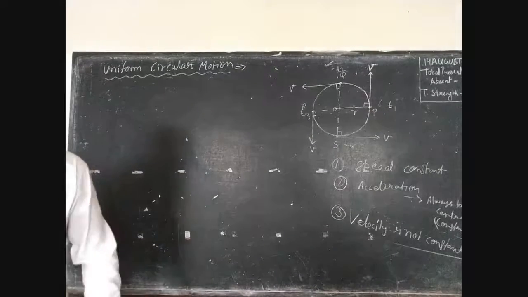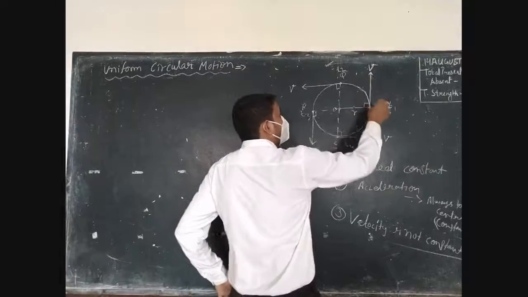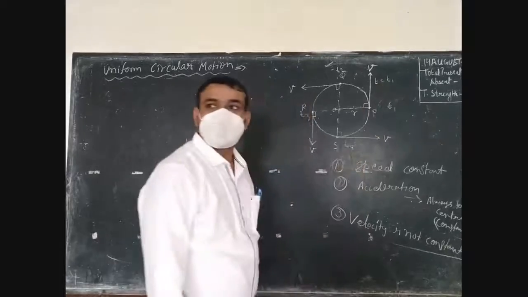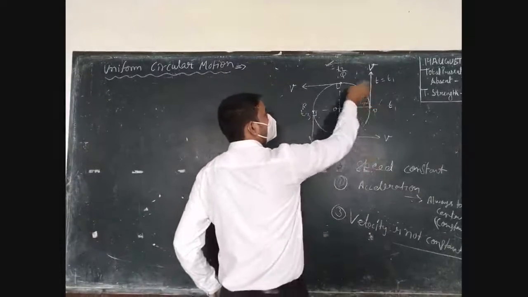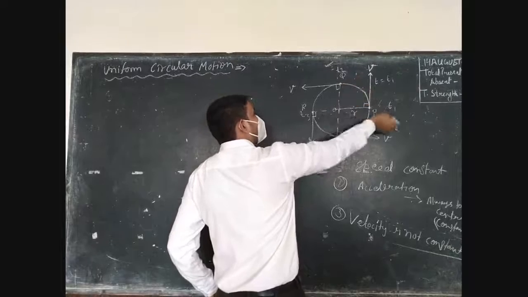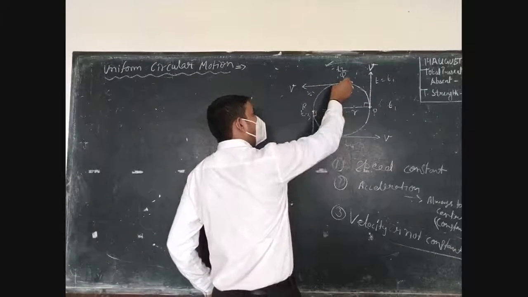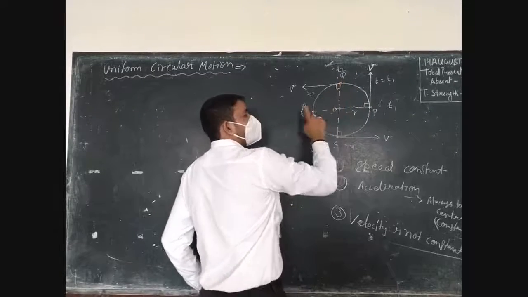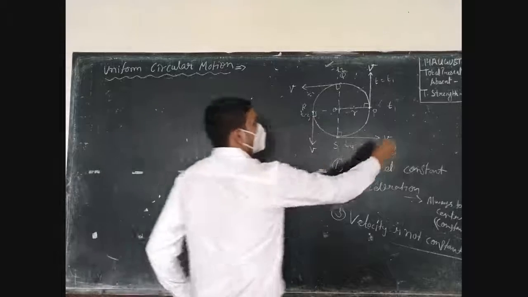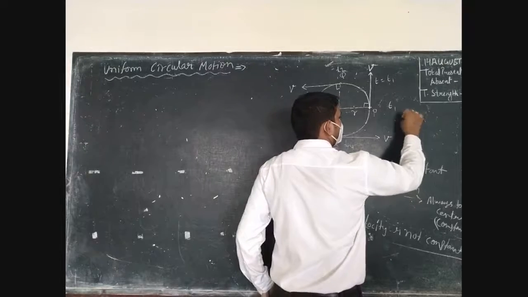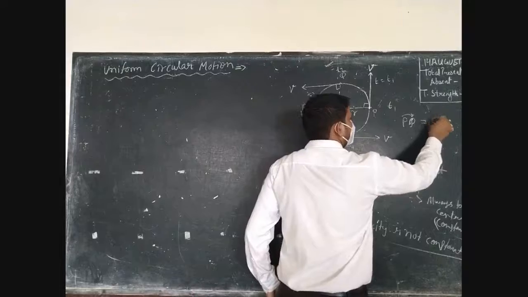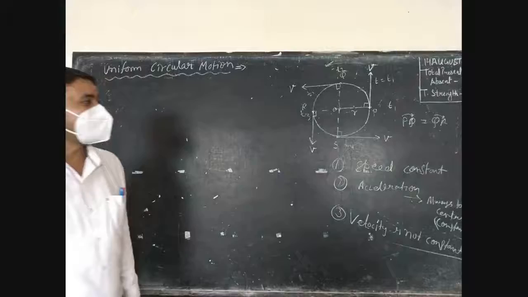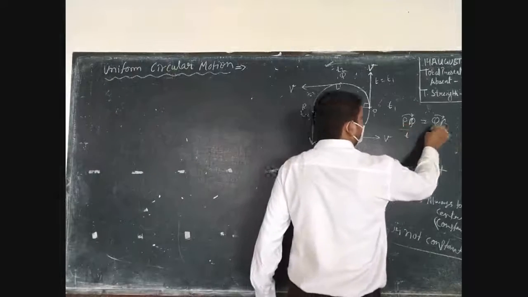That means if going from P to Q, the time taken by the particle is T1, and it covers the arc PQ. Then after time T1, it will again cover the same path, equal to PQ, from Q to R. That means arc PQ is equal to arc QR. Then its motion is said to be in uniform speed.